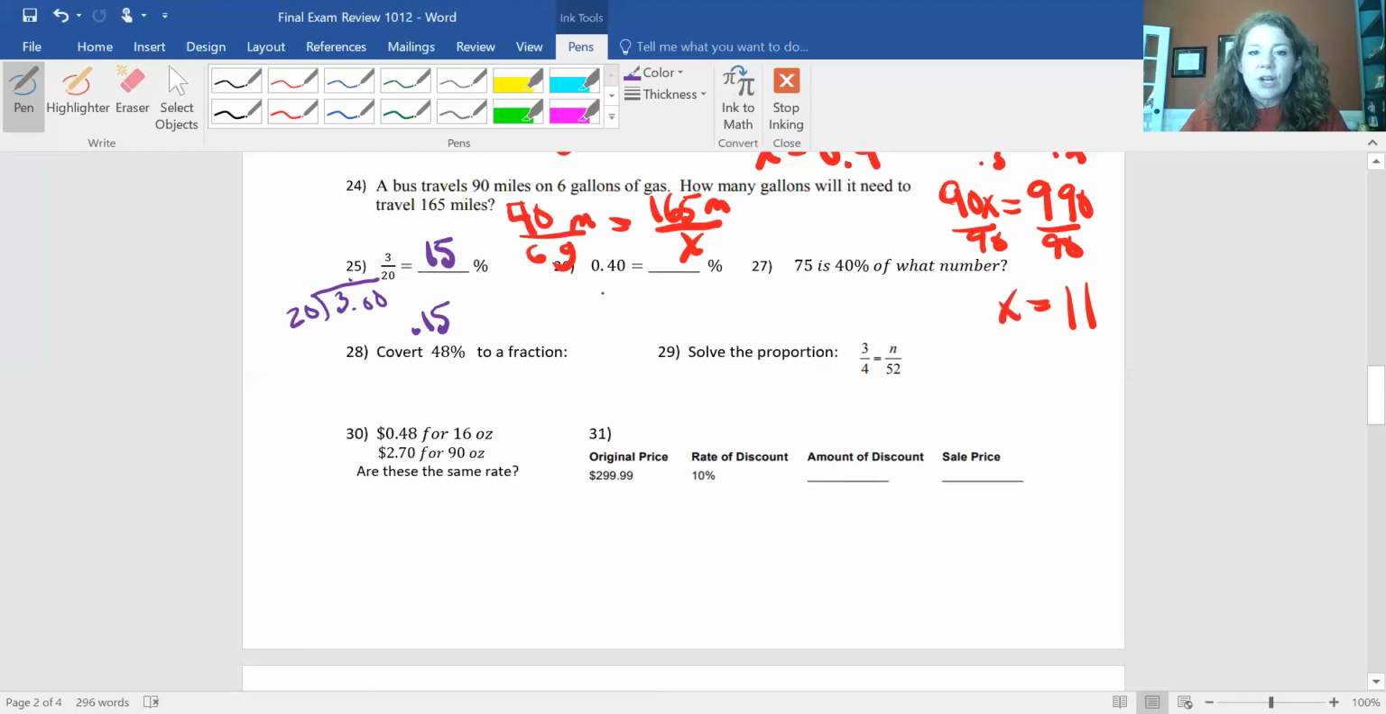So 26 is already a decimal. To turn decimals into percents, you multiply by 100, or in other words, you move your decimal 2 places to the right. So 0.4 is 40%.